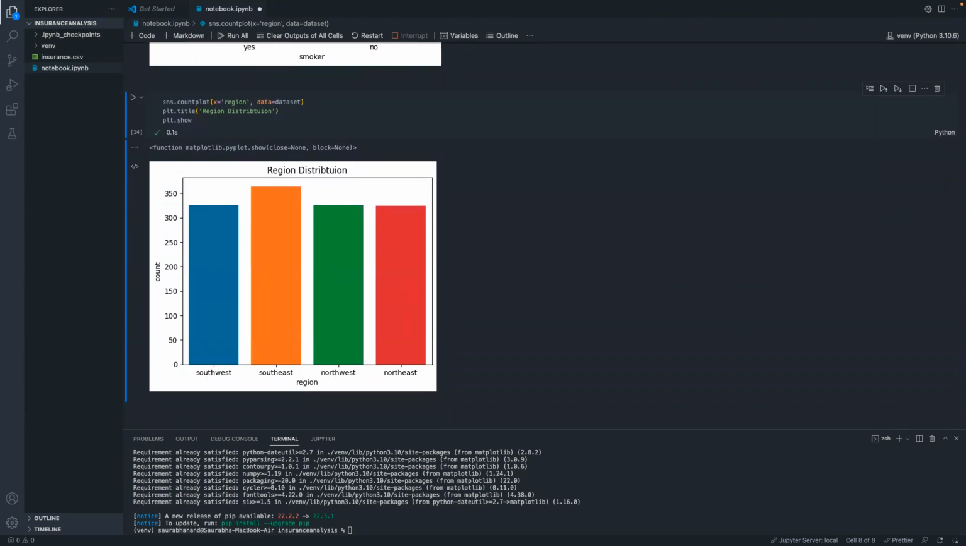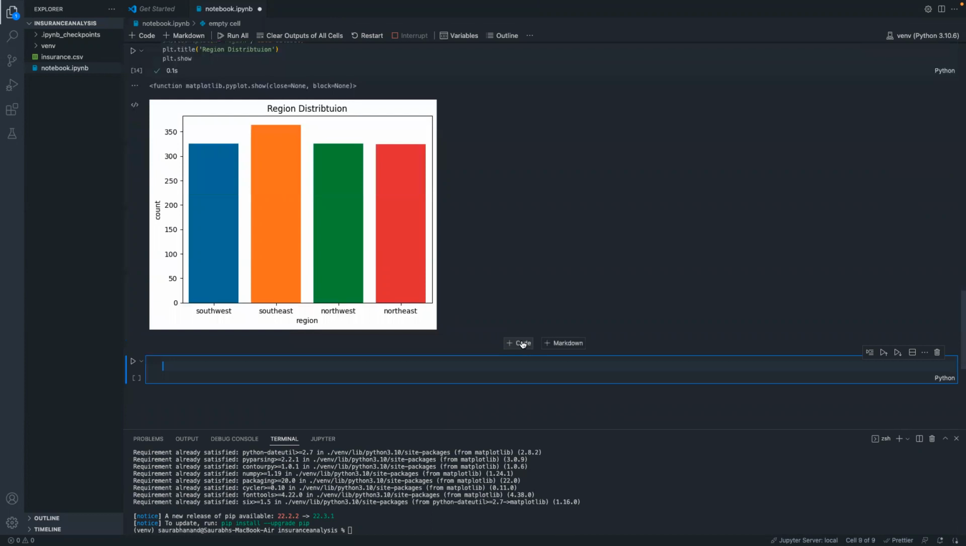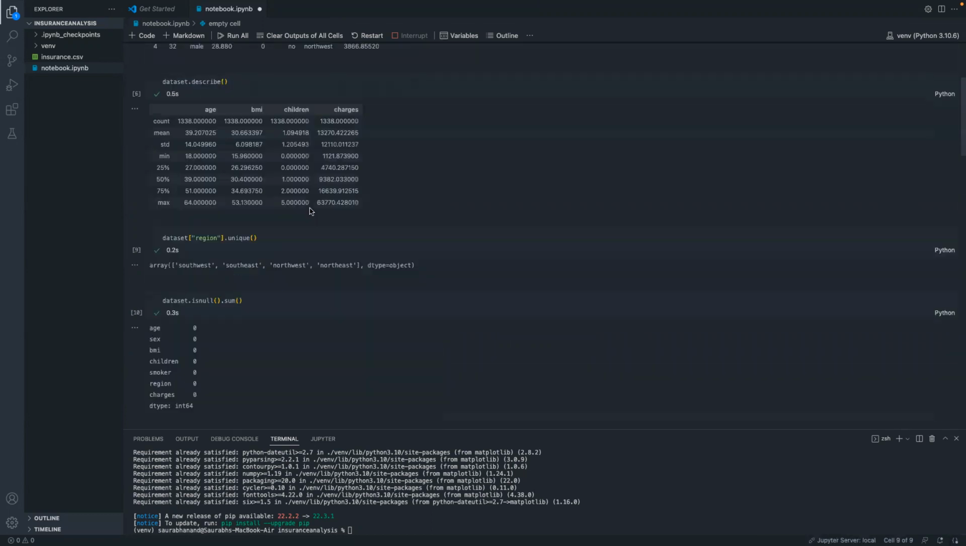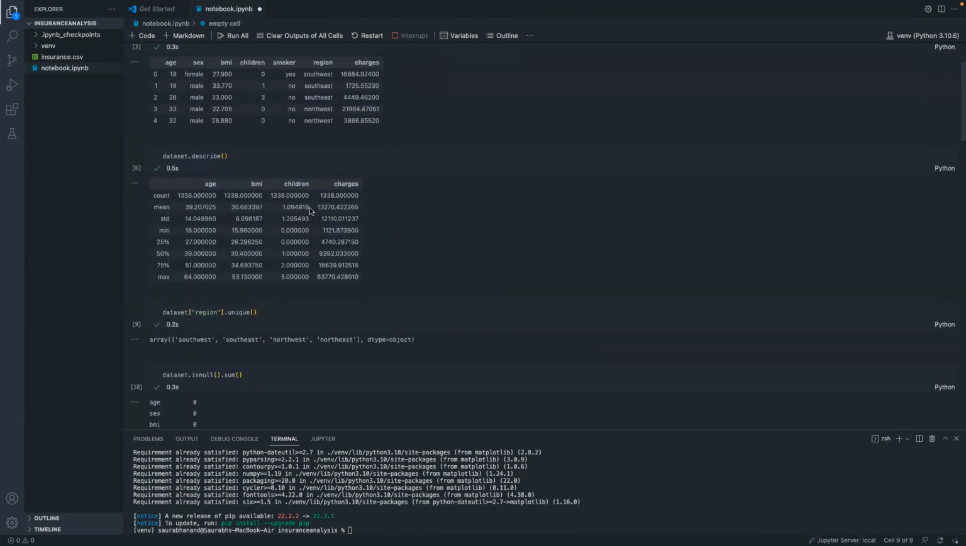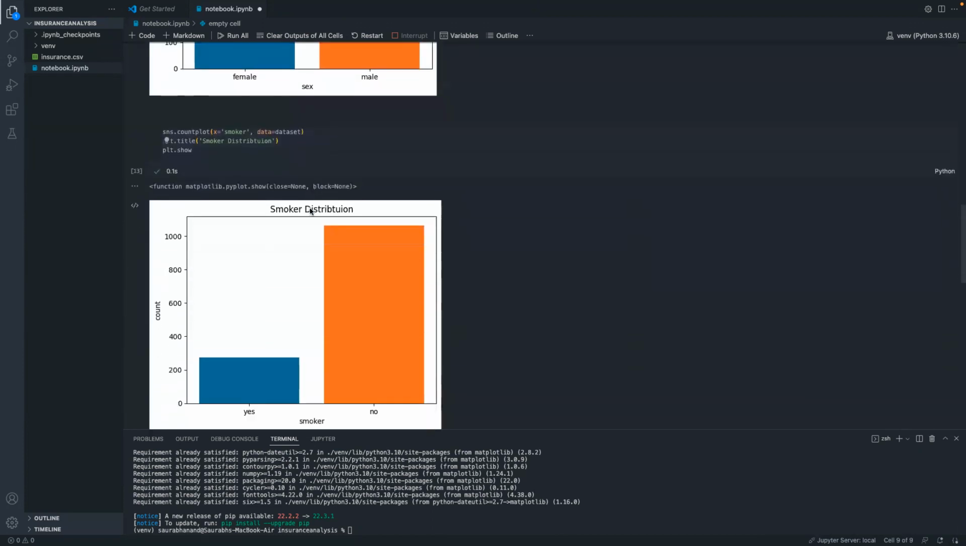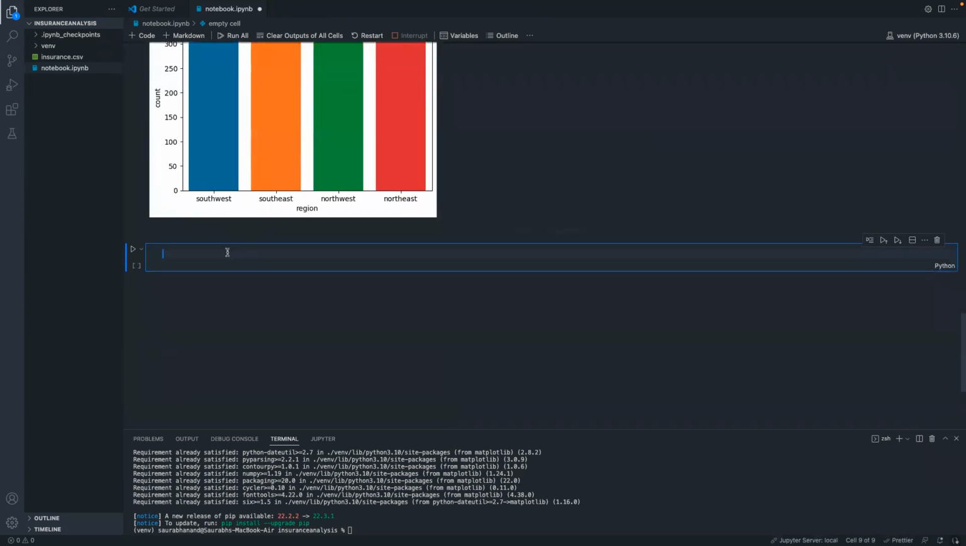So now we have had a look at our categorical features, and how they are distributed. Now let's have a look at the scenario for our numerical features. In the numerical features, you can see we have age, BMI, the output variable charges, and even children. So I want to look at age first.